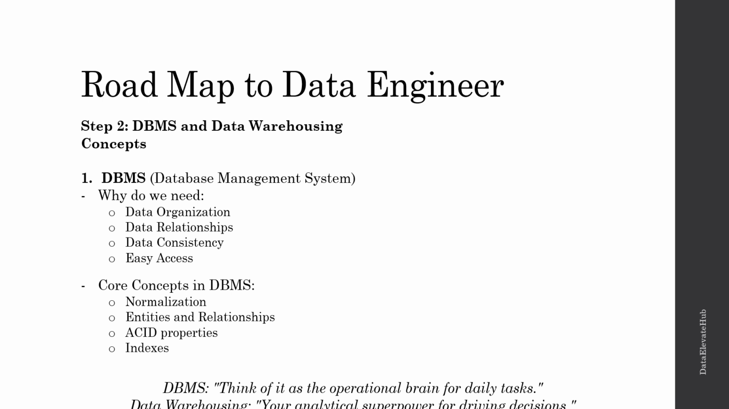And next, ACID properties. ACID means atomicity, consistency, isolation and durability. Atomicity tells us that transactions are completed entirely or not at all. If the transaction fails in the middle, the entire transaction is cancelled. And next, consistency. It ensures the database remains in a valid state after a transaction. And isolation. It prevents interference between multiple simultaneous transactions. And next, durability. It ensures data remains saved even after the system fails.